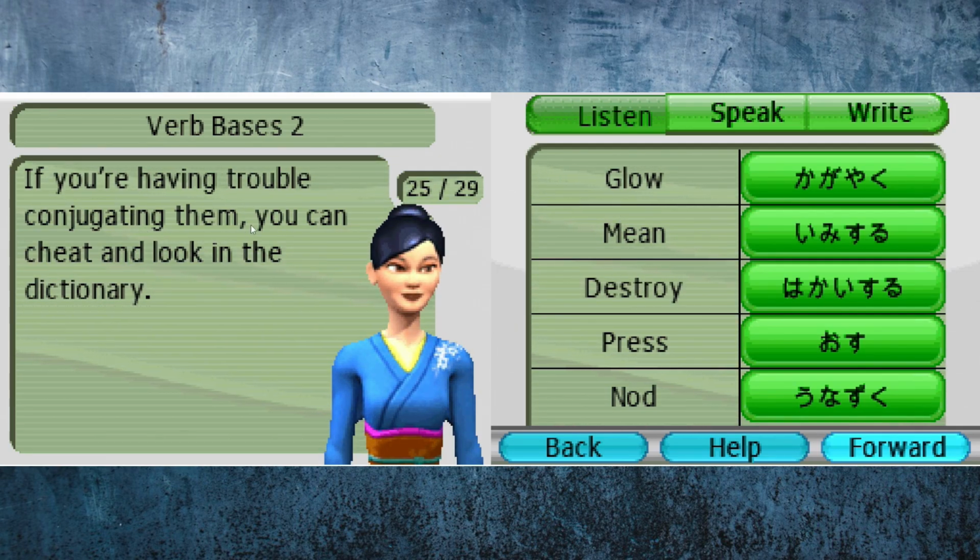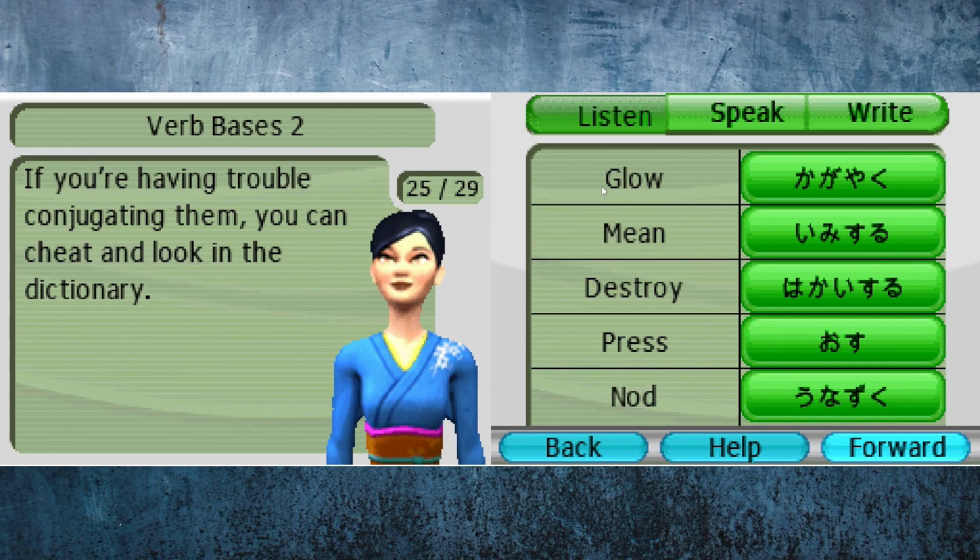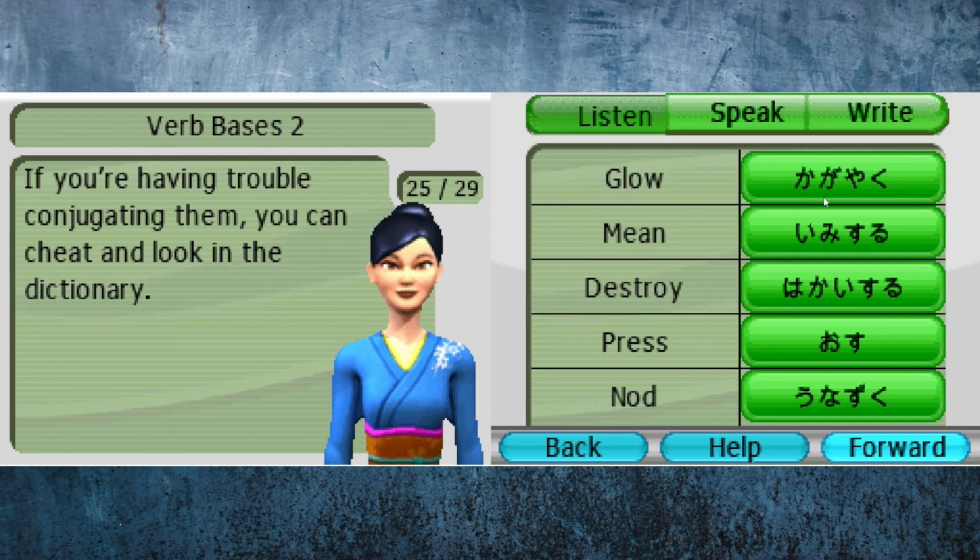If you're having trouble conjugating them, you can cheat and look in the dictionary. So to glow is kagayaku, and this is dictionary form. Mas form is kagayakimasu. Te form is kagayaite. Ta form, kagayaita. And mean is imi suru. Oh, wait. Yeah, imi. Imi, okay.